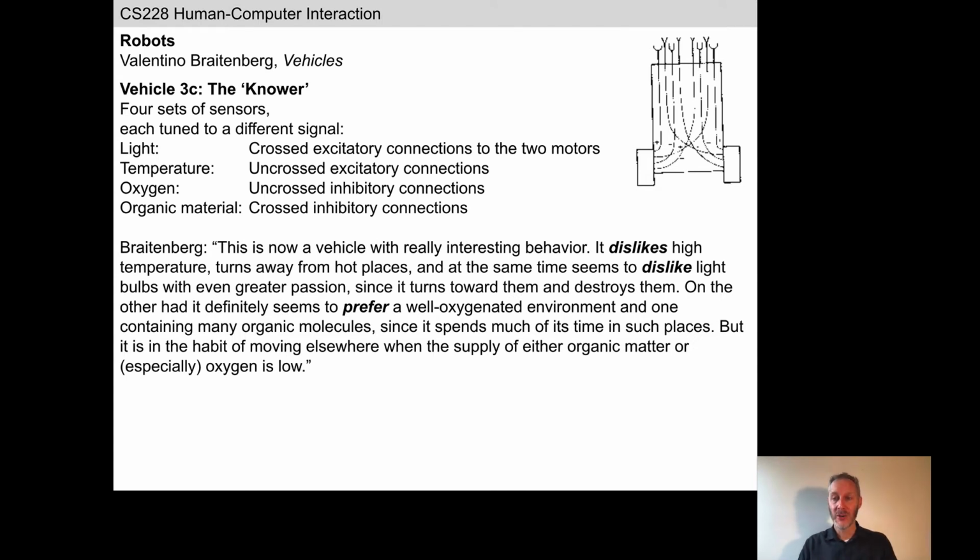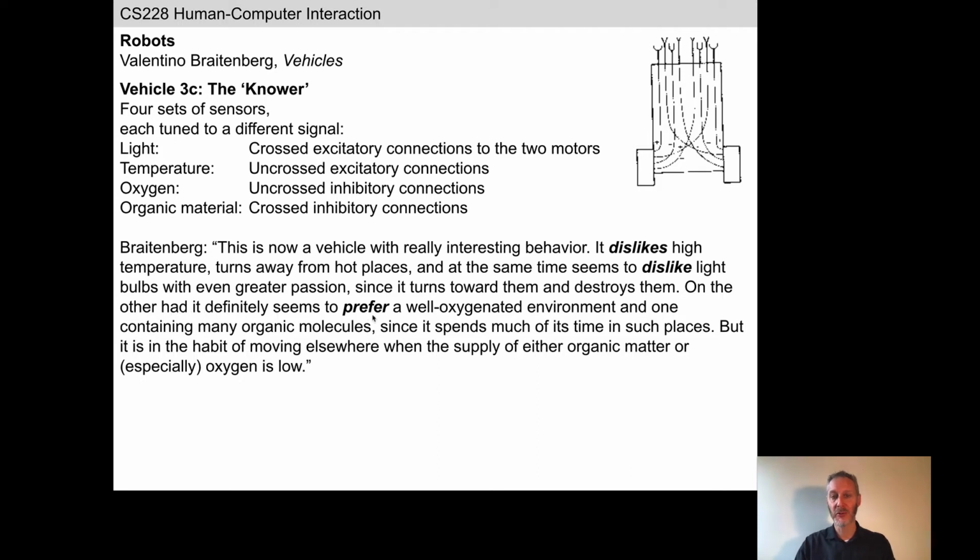In Breitenberg's view, analyzing this robot, you now have a vehicle with really interesting behavior. It dislikes high temperature, turns away from hot places, but at the same time seems to dislike light bulbs with even greater passion, since it turns towards them and destroys them. The light sensors have crossed excitatory connections, which is the aggressor. On the other hand, sorry, misprint there.